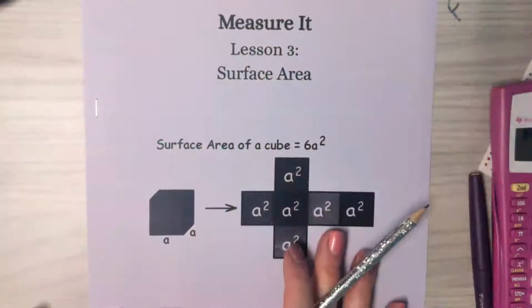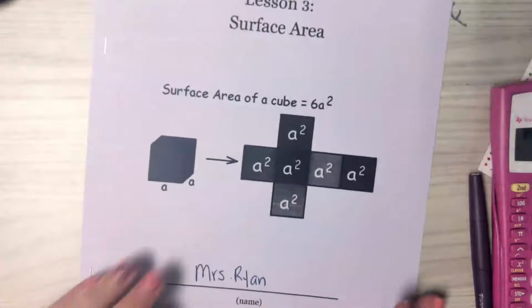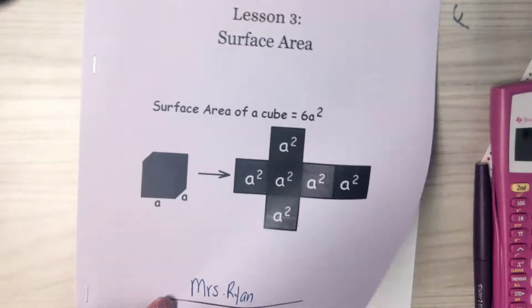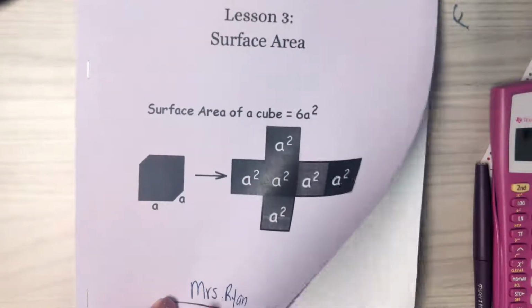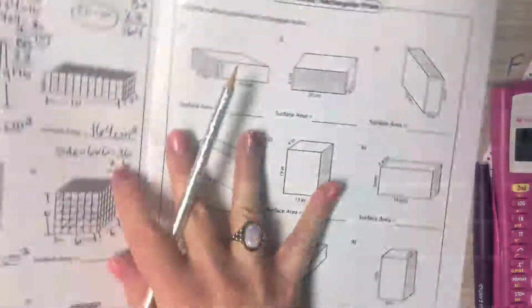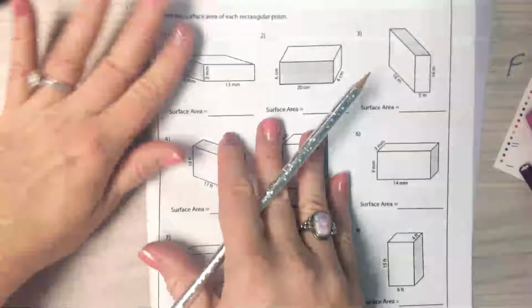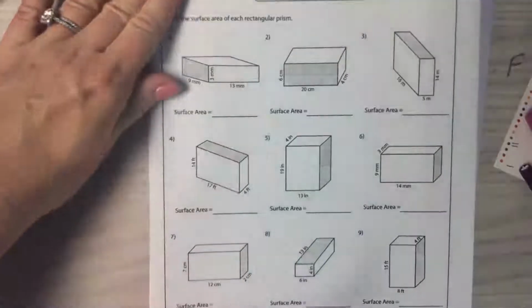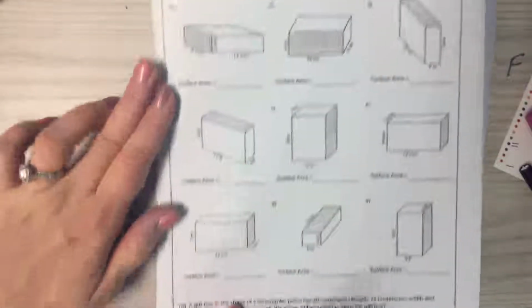Mine is purple. Yours might be a little different. That's okay. We are going to go to what's in my packet on page 9. Yours might be a different page. That's okay. You're just looking for this particular activity. Okay, this right here is what you're looking for. So mine is page 9.